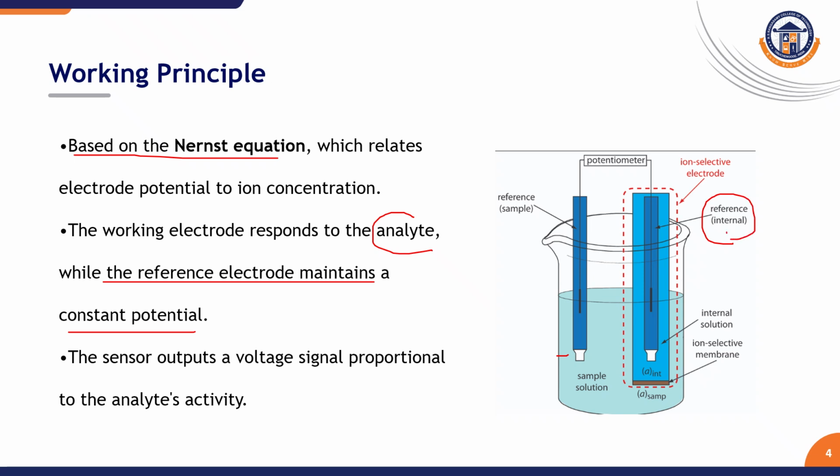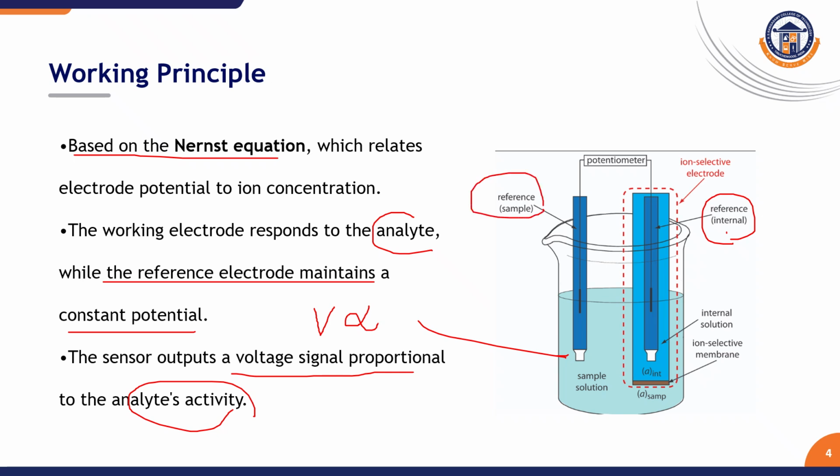The sensor outputs a voltage signal which is directly proportional to the analyte's activity. So always the voltage is directly proportional to the analyte activity of this solution. See here, this is a reference electrode. This is the ion selective electrode, which has an internal electrode. This is the internal solution. We call this membrane an ion selective membrane.